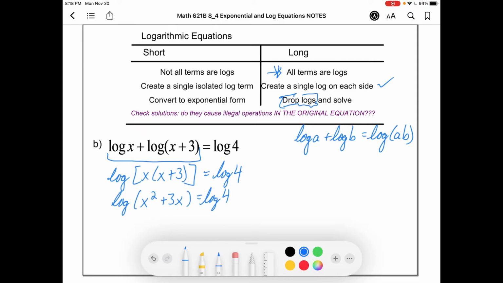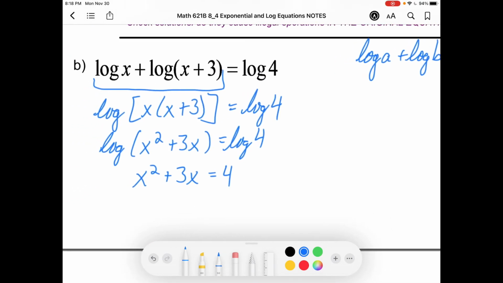It's not that we're dividing by log. We're reasoning that if the log of one side equals the log of the other, then the things inside the log must be equal. x squared plus 3x equals 4. And now we have a quadratic. Maybe it's been a while since we've seen some quadratics.